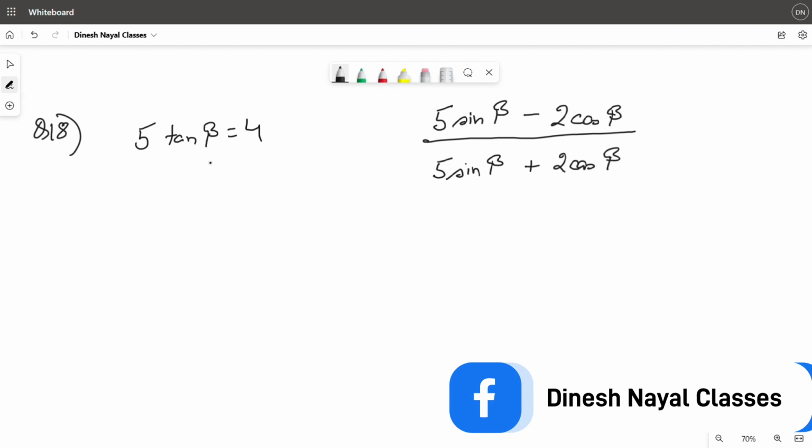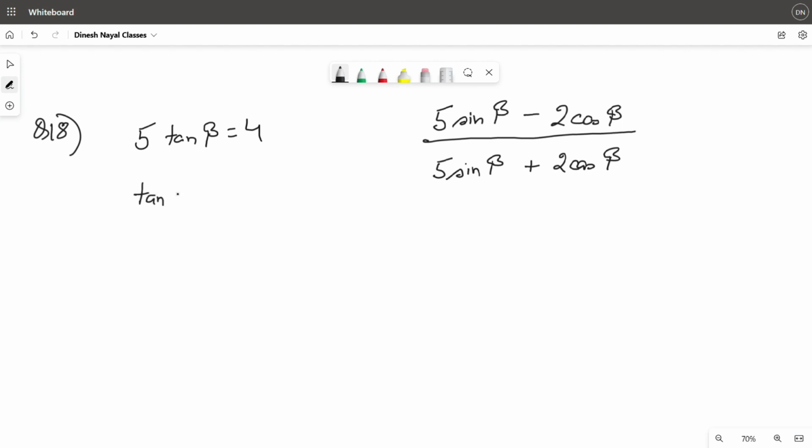Okay, so now let's start with what is given to us. So what is tan beta? By cross multiplying, tan beta will be equal to 4 by 5. Now see, there is a trick over here. What we have to find is this, and what we will do is divide throughout by cos beta. That's the trick, each and every term by cos beta.